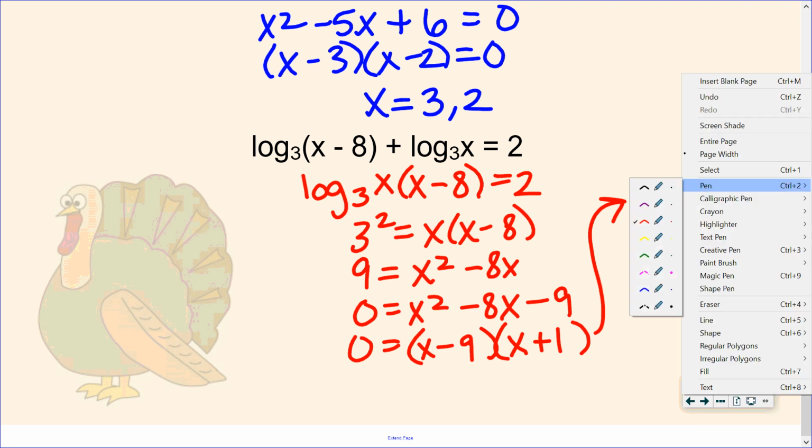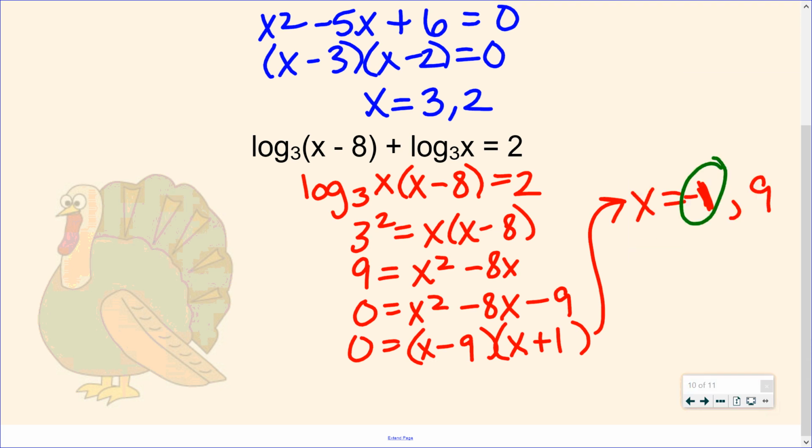Where's my issue? Negative 1, if you plug it back in to either place, is going to make what's inside both of those logs a negative number. Remember, you can only take the log of a positive number. So we say that that solution is extraneous. So you can just cross it off and say 9 is the only solution. It is possible that both solutions could be extraneous. So you would just cross them off and say the problem has no solution if that happens.